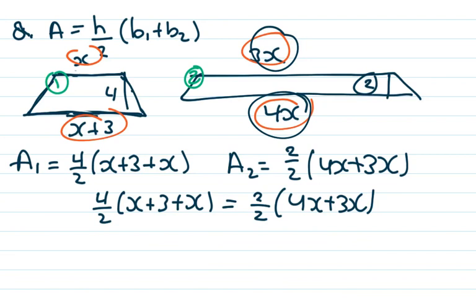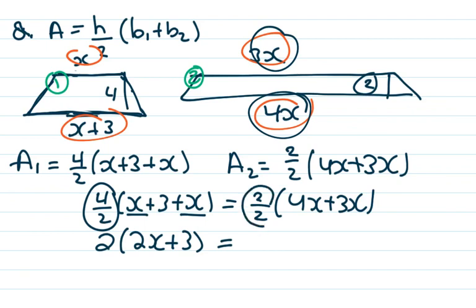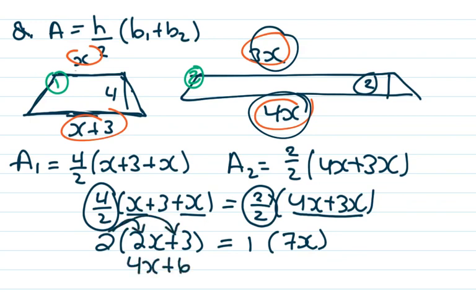So now I'm just going to simplify this. 4 divided by 2 is 2, and x plus x is 2x plus 3, equals 2 divided by 2 is 1, and 4x plus 3x is 7x. So now I have 4x plus 6 equals 7x. Take away 4x from both sides. And now I have 6 equals 3x. Divide both sides by 3.